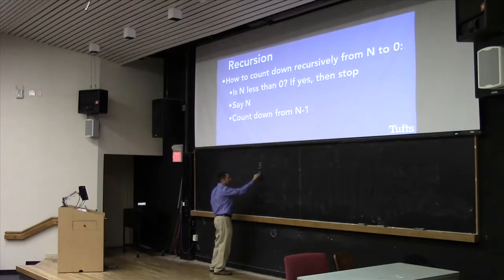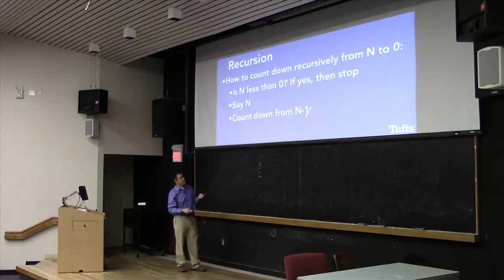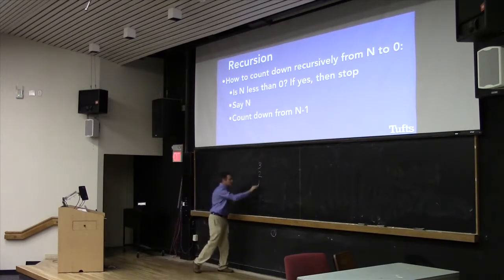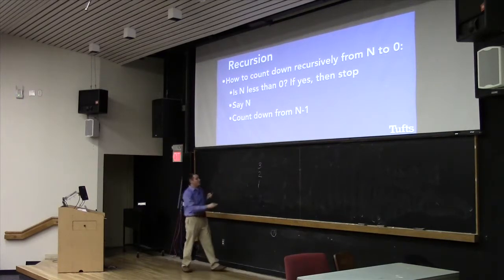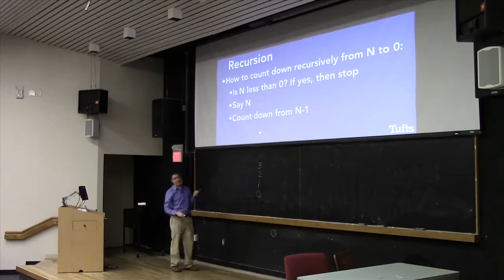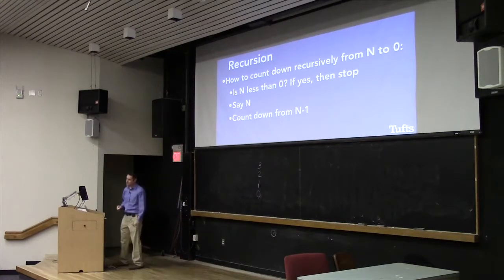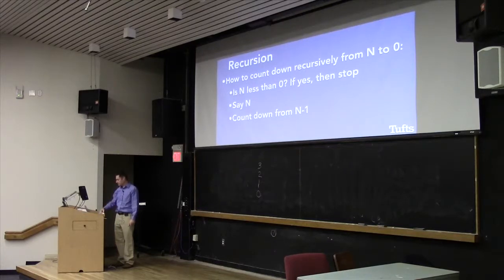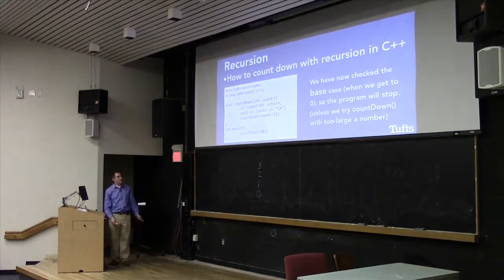Are we less than 0? No. 2. Go do the same thing. Count down from 1. Are we less than 0? No. Count down from 0. Are we less than 0? No. Do 0. And then count down from negative 1. Is n less than 0? It is. We're done. But that's how you count down from a number to 0, okay? Recursively.